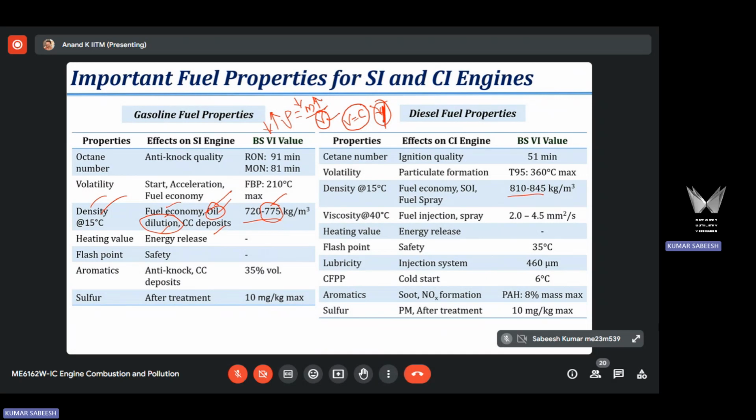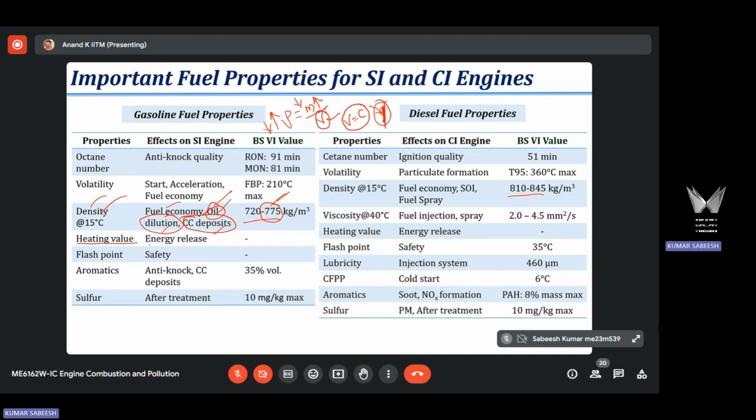Similarly, when lube oil blends with fuel, the fuel is going to participate in the combustion, right? The fuel will burn along with the oil. That will lead to very high combustion chamber deposit. That is what CC deposit is. So heavy fuel will cause these two problems. It will dilute the oil, and it will burn with the oil and increase the deposit formation in the engine. That's why you have a legal upper limit of 775. We should not use heavier fuel for a spark ignited engine.